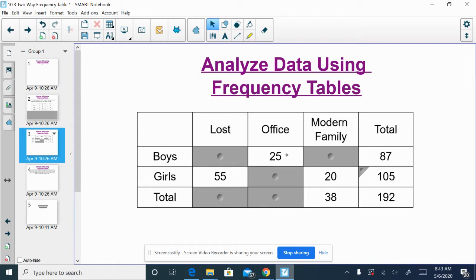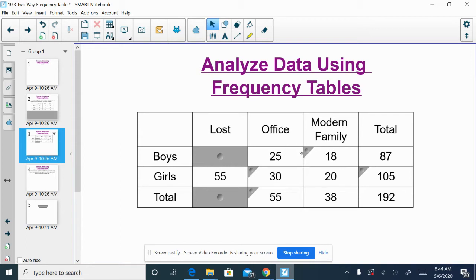Girls who like Lost plus girls who like The Office plus girls who like Modern Family is 105. I could add these up, 75. 75 plus an unknown has got to be 105. I could do 105 minus 75 then and get 30. These have to add up to 55. We should know this needs to be 18, I hope, because 18 plus 20 is 38.